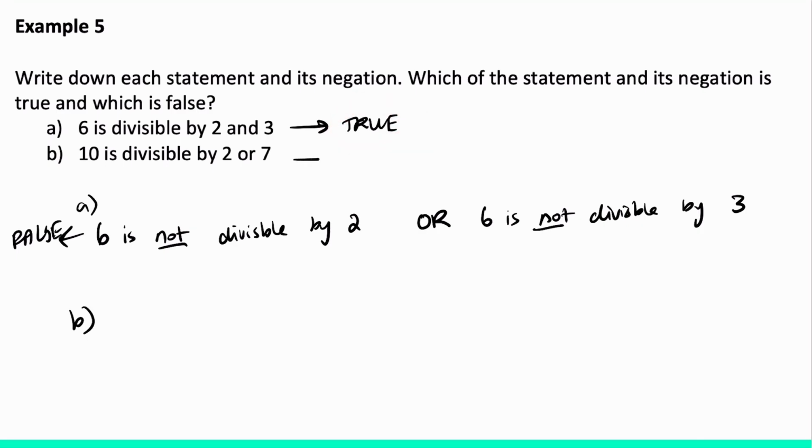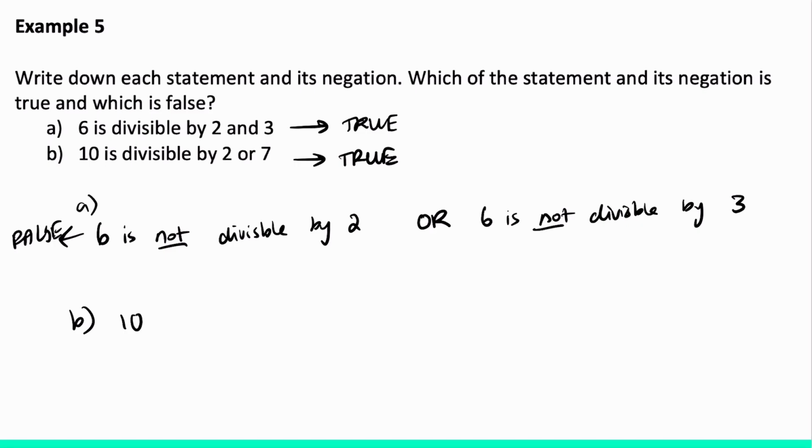If I look at part B, 10 is divisible by 2 or by 7. This statement is true. And the reason for that is that 10 is divisible by 2. It's not divisible by 7, but I've just got an or, so it has to be divisible by only one of them. So what would be the opposite if I negate it?